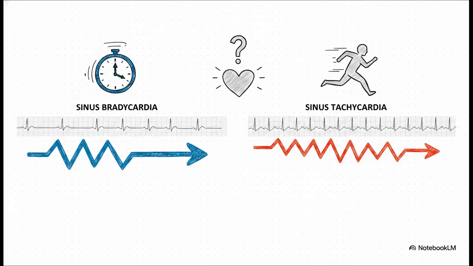And this right here gives you a perfect side-by-side look. On the left, that's sinus bradycardia. See how far apart those QRS complexes are? That's a slow heart rate. Now look to the right at the sinus tachycardia. The complexes are all packed together much, much faster. But here's the key thing to notice. In both of these strips, the shape of the P wave and the QRS complex looks exactly the same. That's our big clue that the origin is still the sinus node.